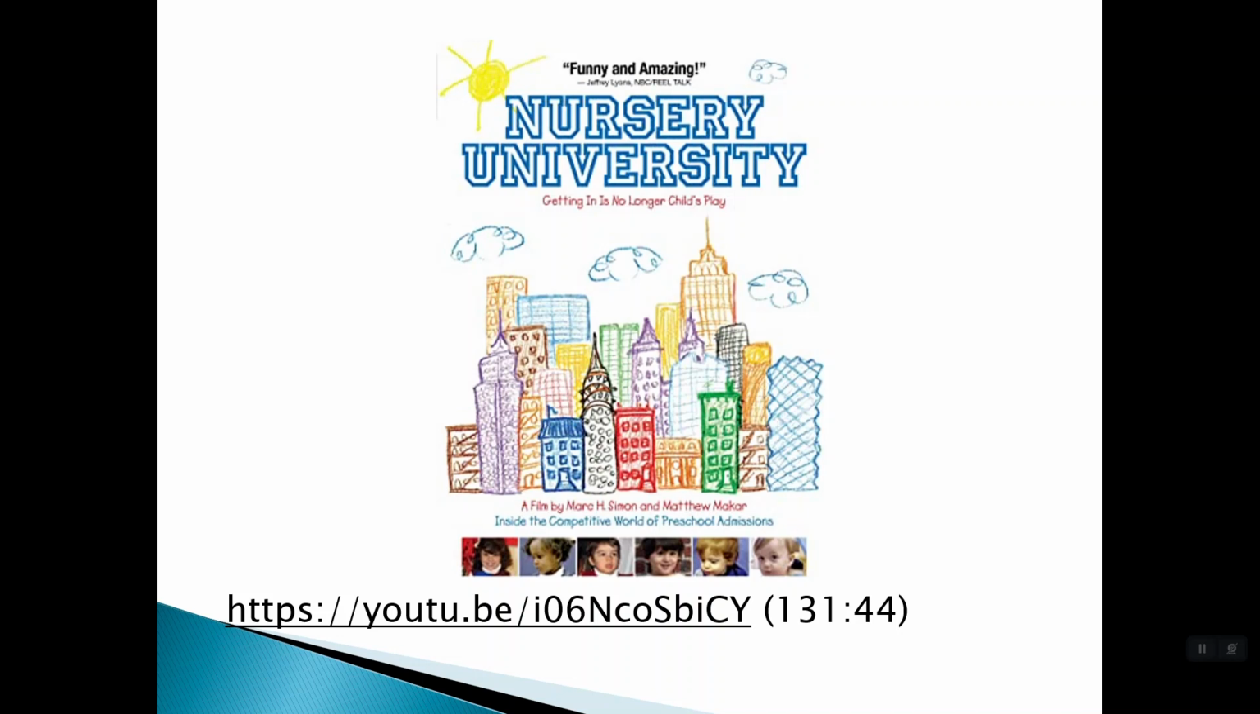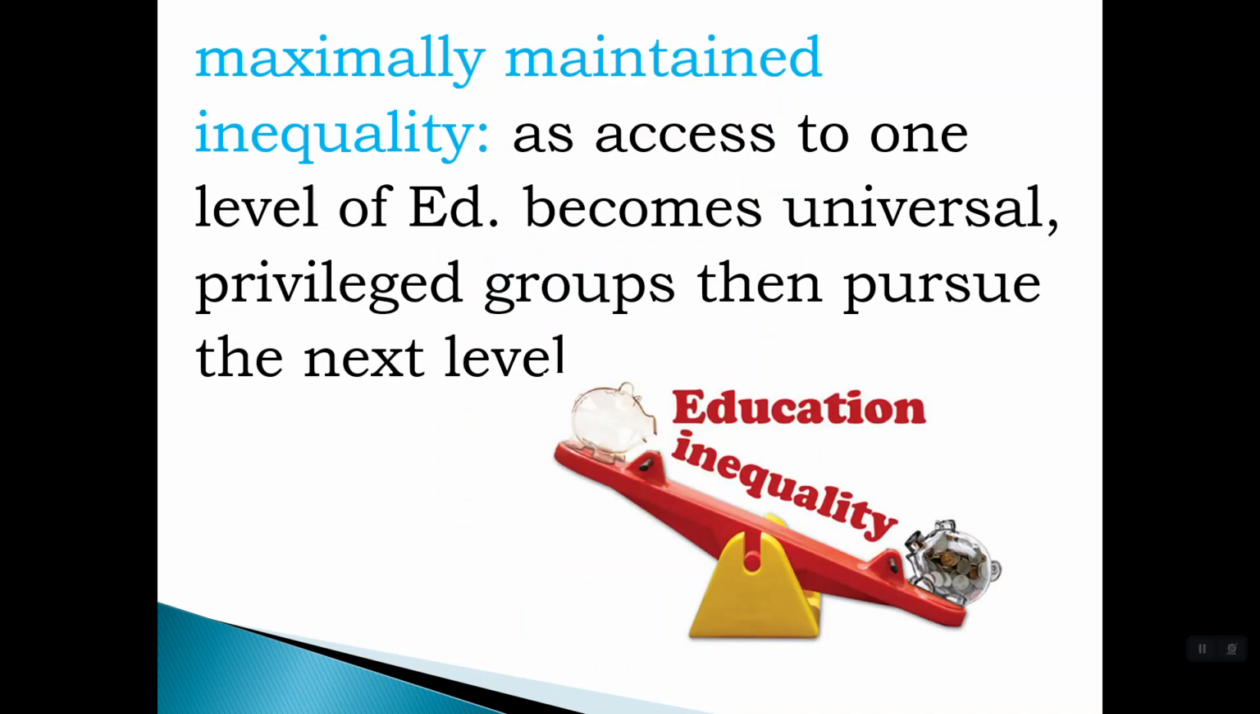Having watched Nursery University and been amazed at all the opportunities these little kids have available to them, this really helps to demonstrate how the middle and upper status students and families continue to maintain their advantage. Everything that's been put in place, let's say just in the last 100 years for disadvantaged students, but we still have educational inequality. Why? Because of maximally maintained inequality, which means as access to one level or one kind of education becomes universal, privileged groups then pursue the next level.